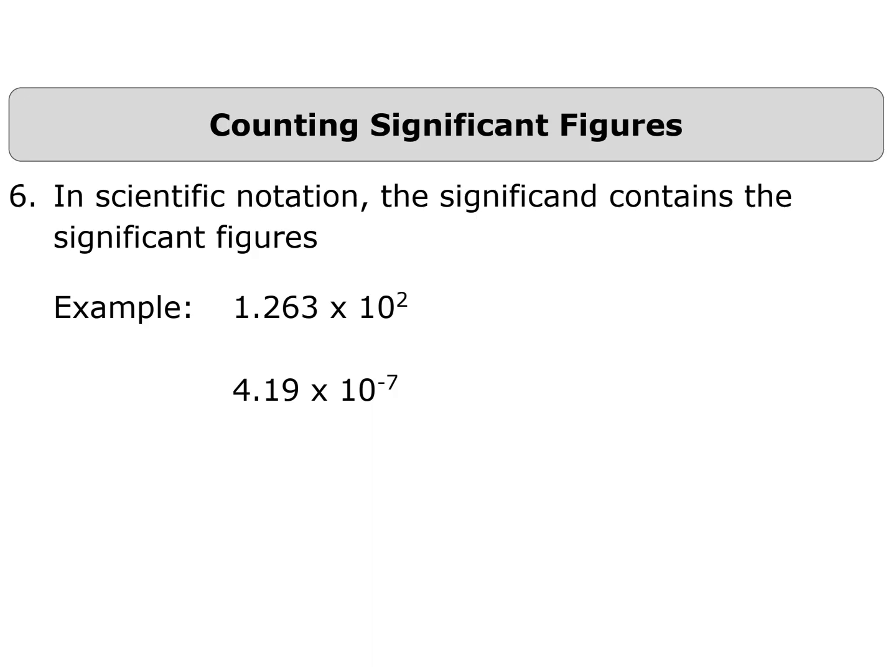In scientific notation, the significand, which is this part right here, contains the significant figures. So for 1.263 times 10 to the second, that would have 4 significant figures. And for 4.19 times 10 to the negative 7, that would have 3 significant figures.